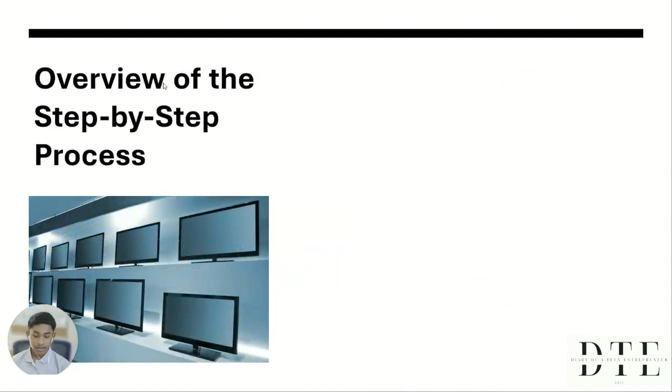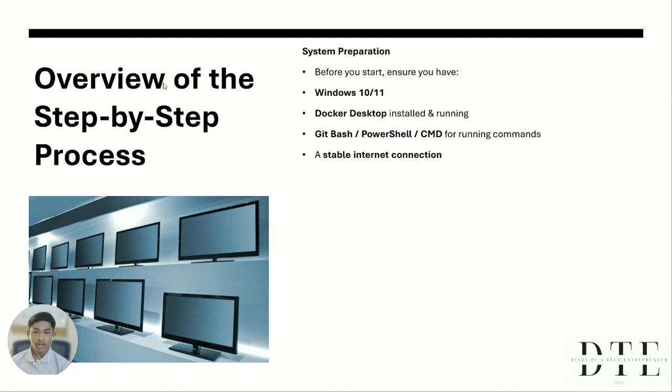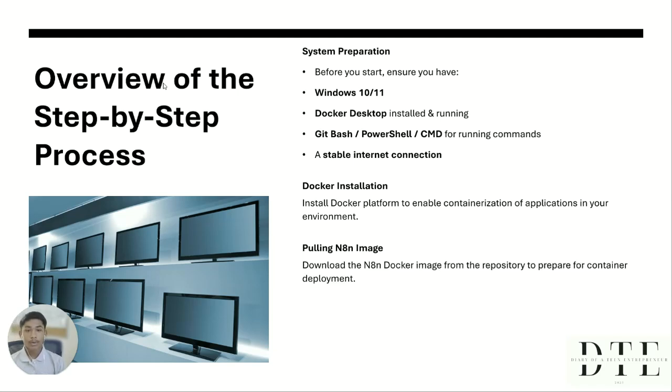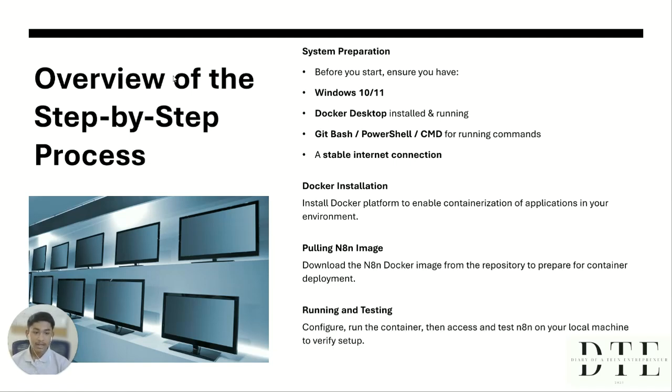So here's a step-by-step overview of the process. First, we're going to make sure our system is ready to install Docker, and then we're going to be installing Docker, creating a Docker compose file to configure n8n, and then pulling the n8n image from the repository to prepare for deployment of that container, and then running and testing n8n.